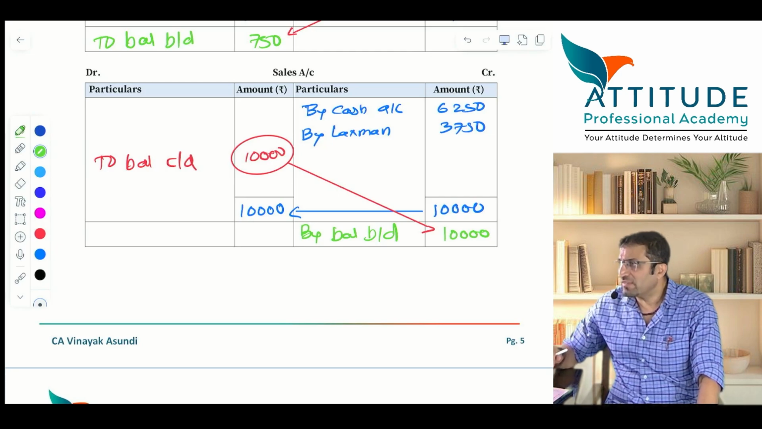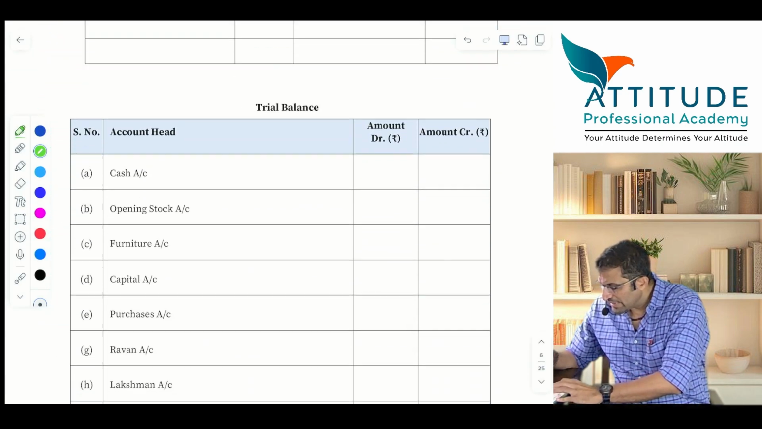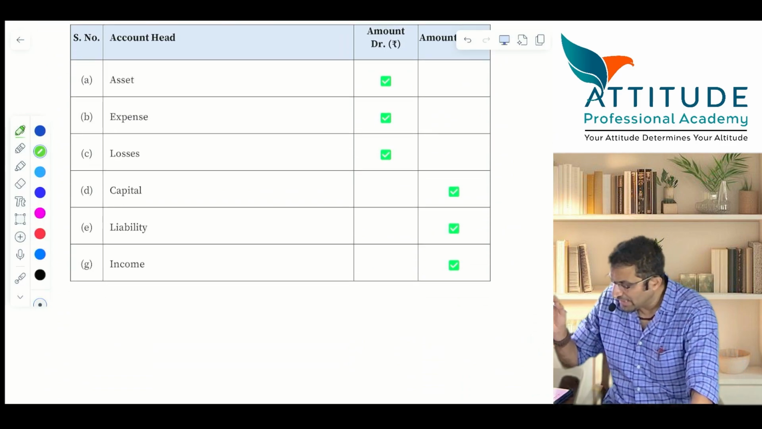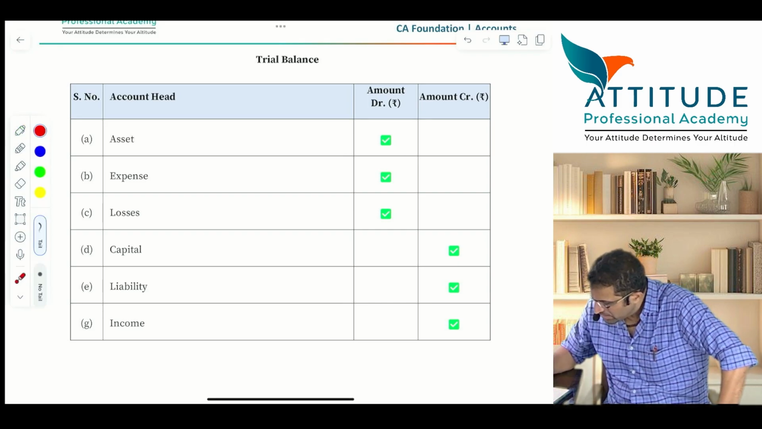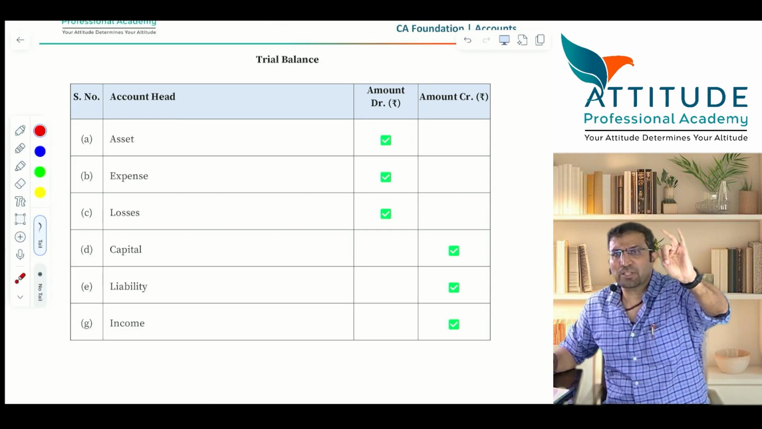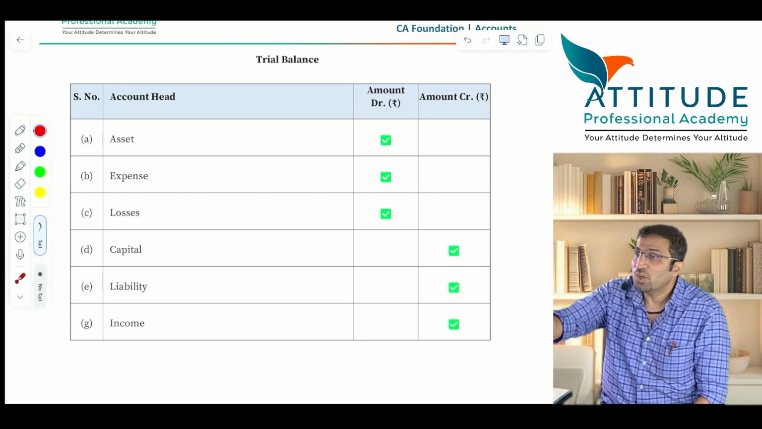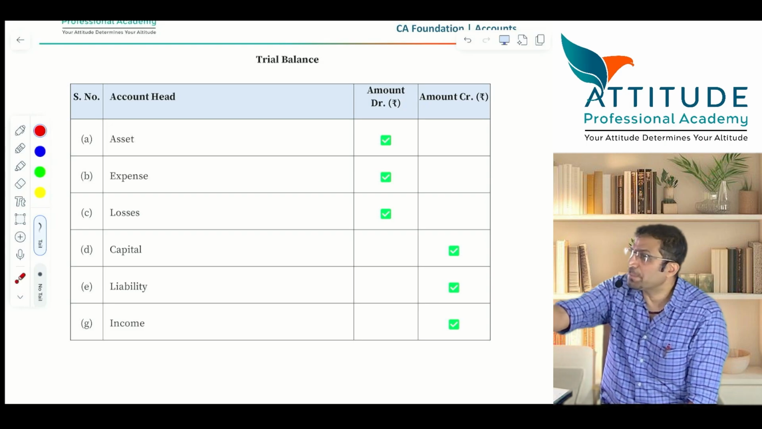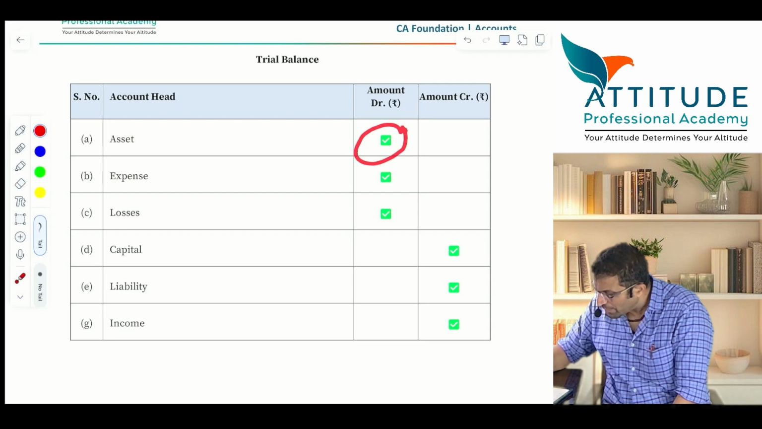Now before I go ahead with the trial balance, I want to tell you all something. Always remember, any asset in the trial balance will always show a debit balance. What are the assets? Land, building, plant and machinery, bank balance, debtors, cash, stock, all these will show a debit balance. Debtors is a personal account. Prepaid expenses, outstanding income, all these are assets. All of these will show a debit balance.